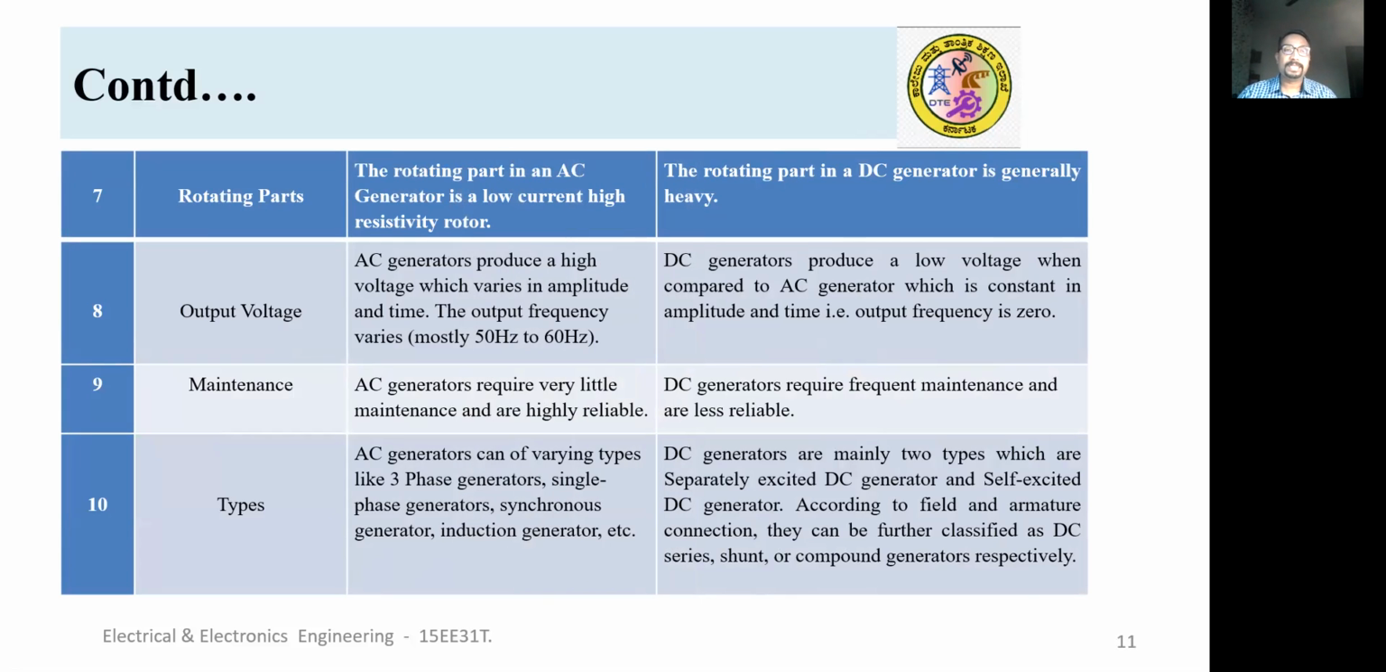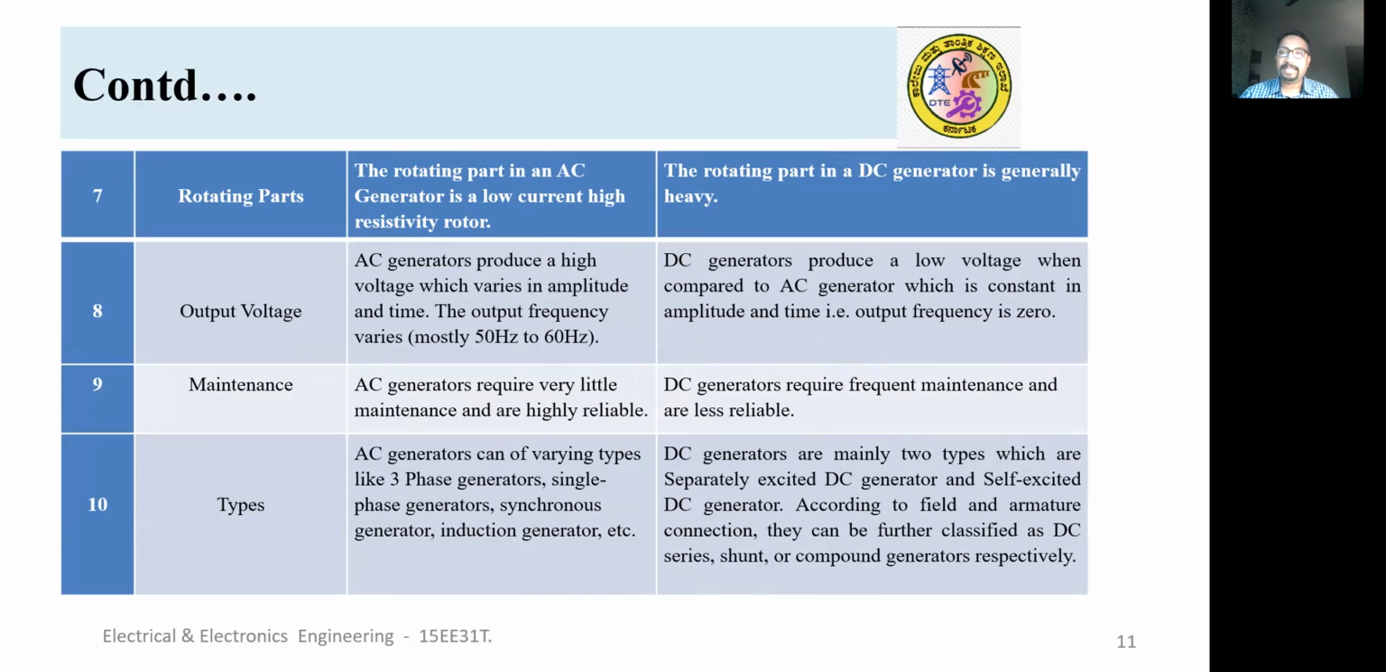Regarding the rotating parts, in an alternator the rotating part is a low current and high resistivity rotor. So we need a low current, that is a DC excitation only. We need current to produce magnetic flux only. Hence a low current and low voltage is sufficient. Hence the rotating part in an alternator is a very low current and high resistivity rotor.